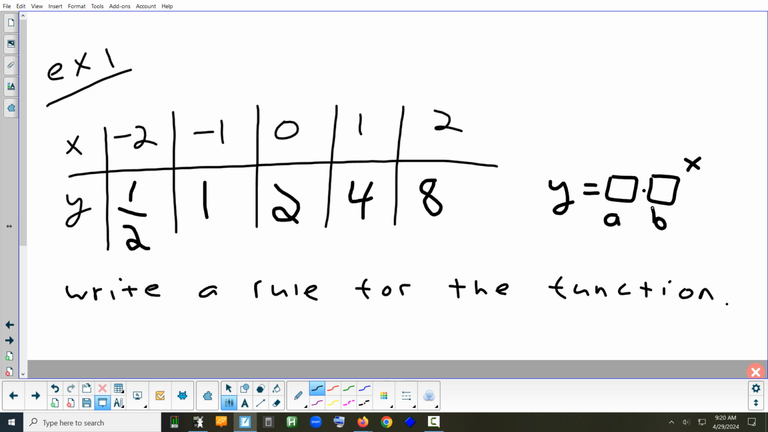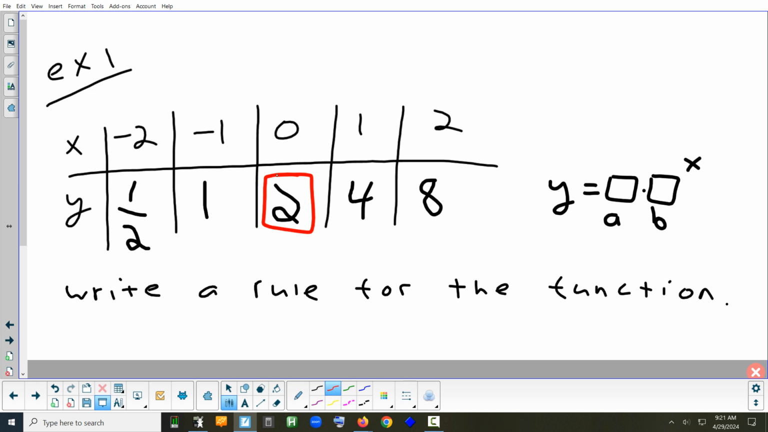A is the value of y of the function when x equals 0. Yes, so it's the y value in the table when the x value is 0. That's your A value right there.